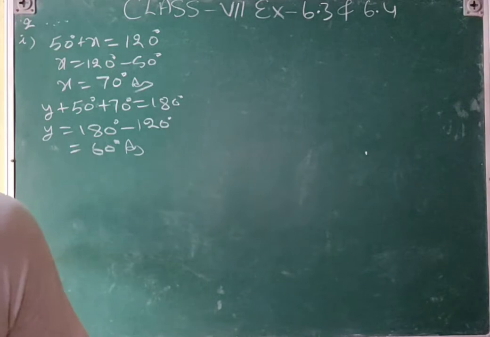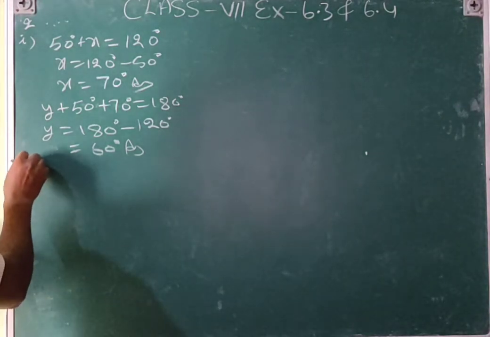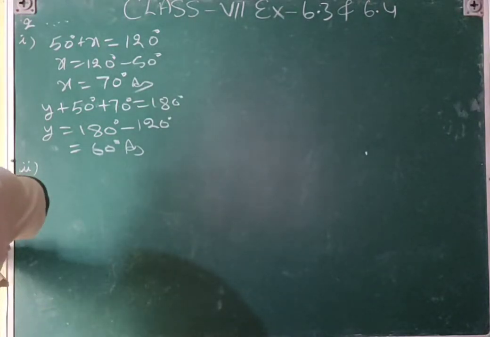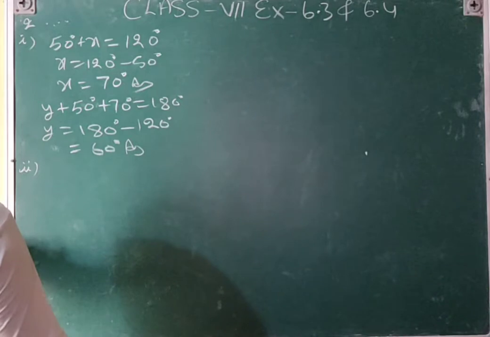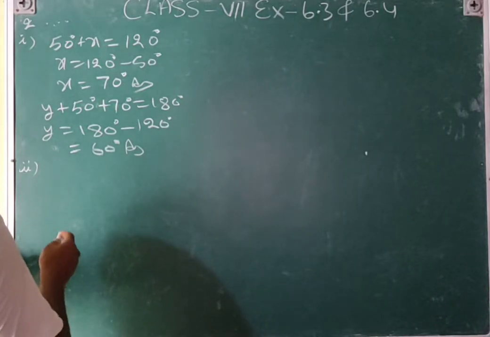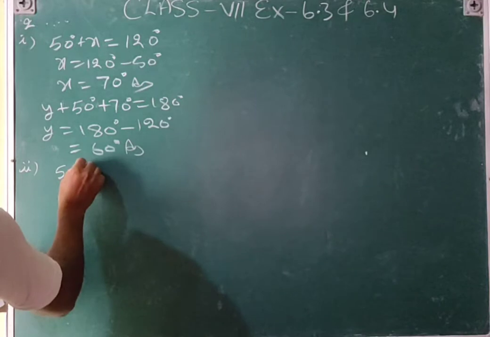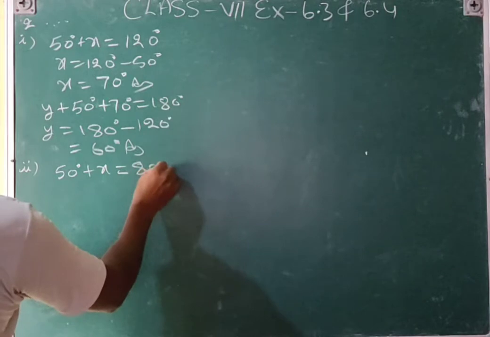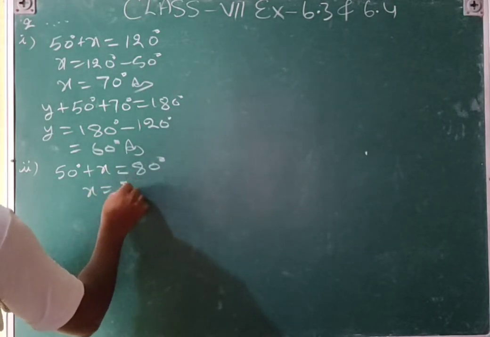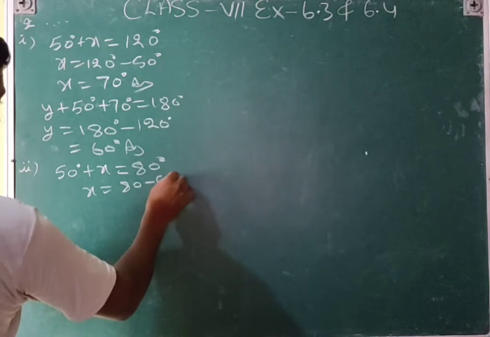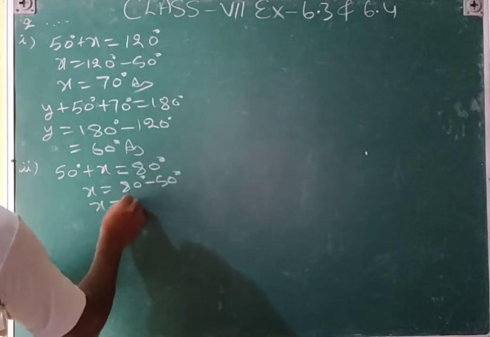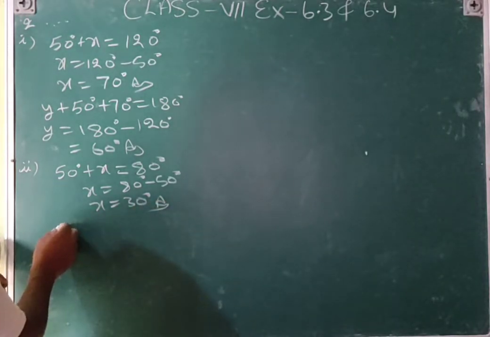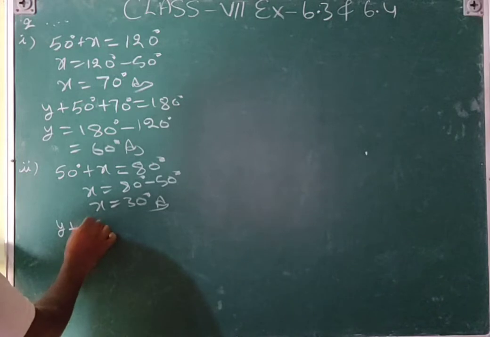Here also we will do the same thing, but the diagram is given like this, just a different type. 50 degrees plus x is equal to 80 degrees. So x is equal to 80 minus 50 degrees. So x is equal to 30 degrees. First answer.